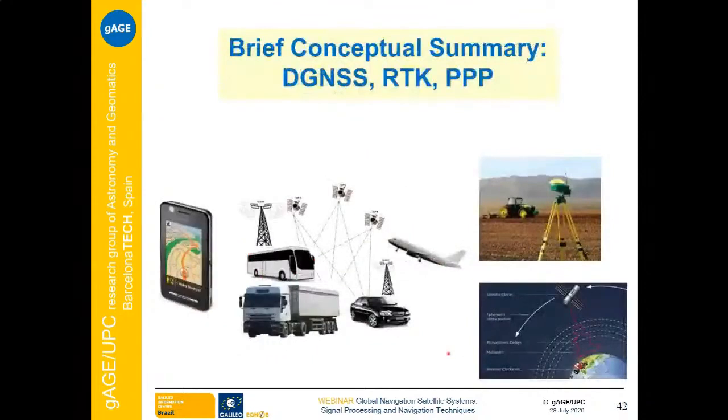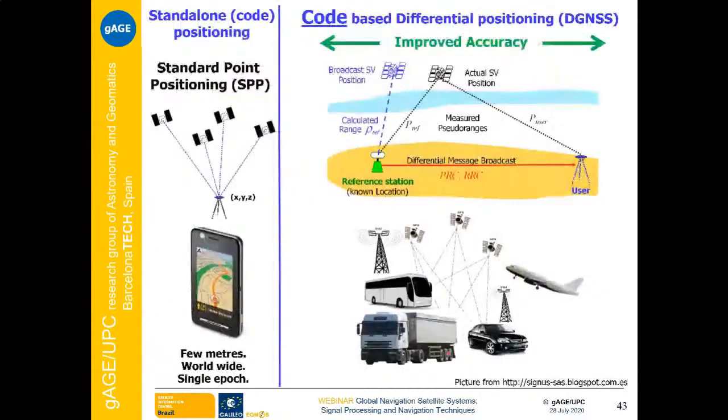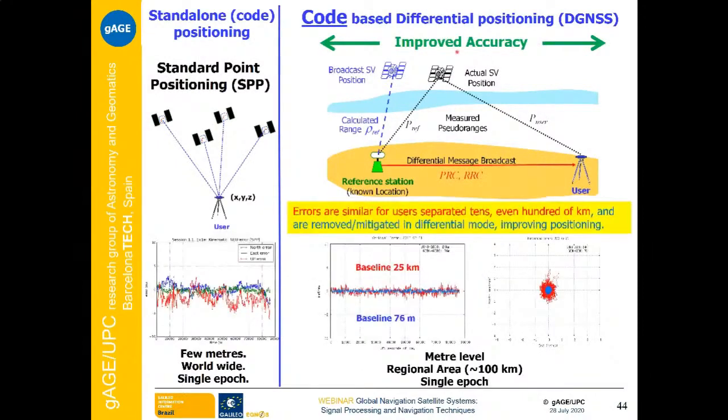Well, here I'm going to present a brief summary of what we have presented before about differential GNSS with code, RTK, and PPP. This is just a summary of this lecture. This is the part that my colleague Adrià has presented before. This is standalone positioning, code-based positioning.